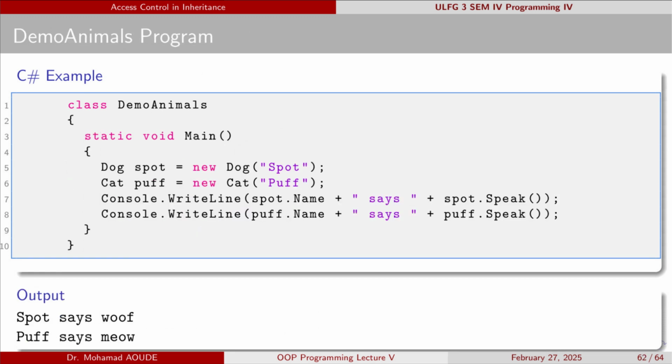This is a basic demonstration. We create a dog named Spot and a cat named Puff. We call speak and output their names and sounds. Here, even though we're calling the same method, the behavior depends on the actual class, thanks to polymorphism.